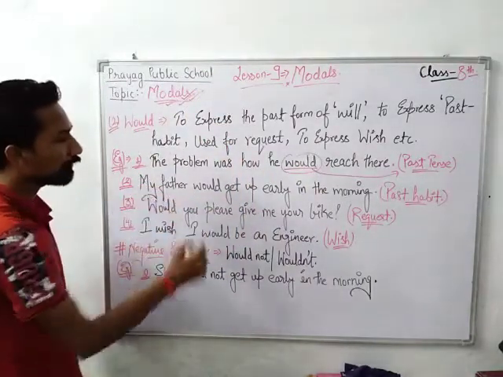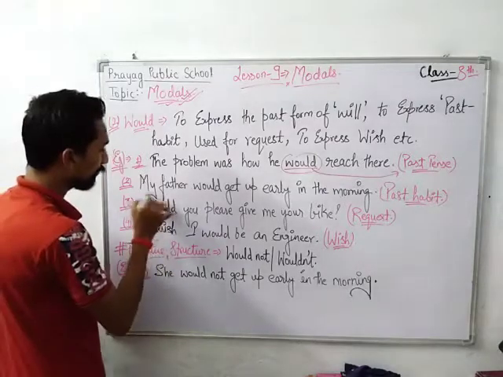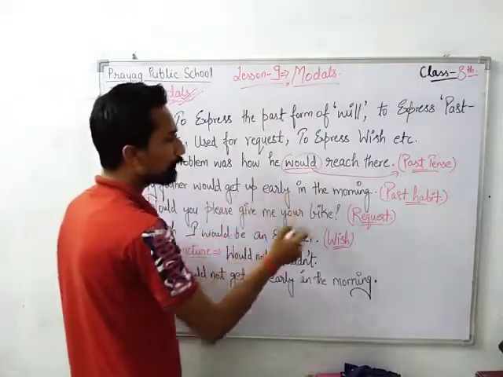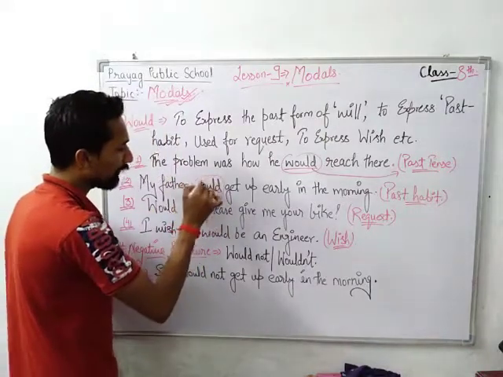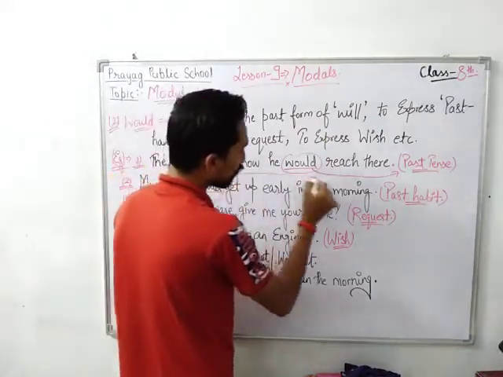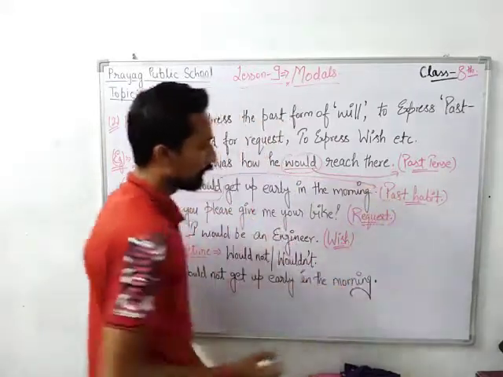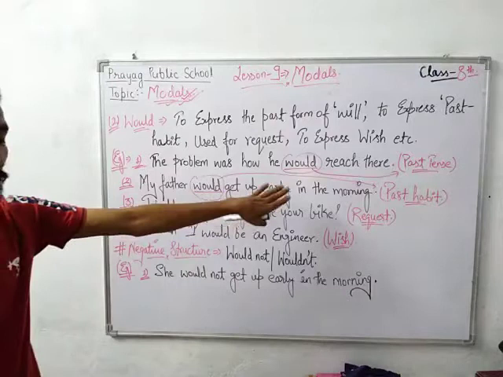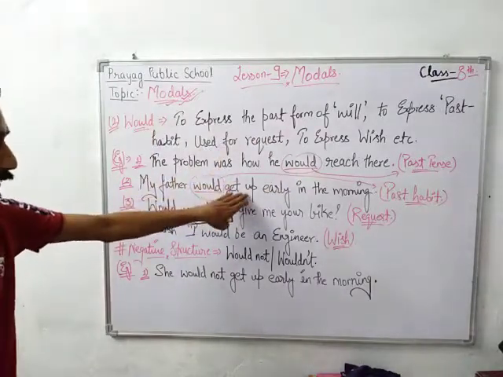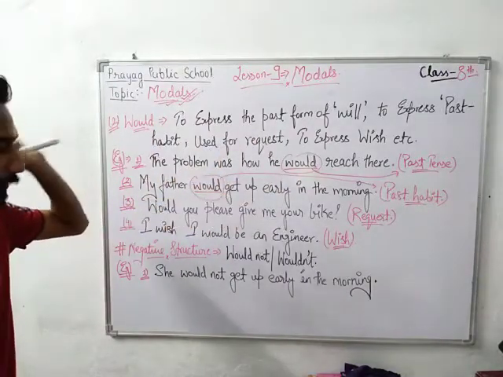Second, my father would get up early in the morning. So my father would get up early in the morning. That means यहाँ पे would जो लगा हुआ है, again it is talking about the past. And what kind of a past? It is talking about the past habit. कि उनकी past की habit कैसी थी कि वो जल्दी उठा करते थे, कहाँ पे, मॉर्निंग में सुबह सुबह जल्दी उठा करते थे, past habit उनकी.